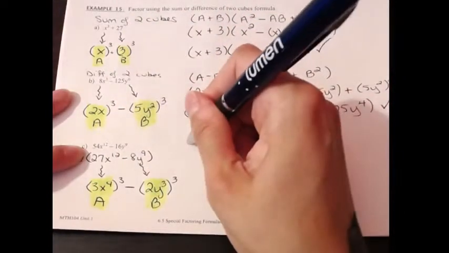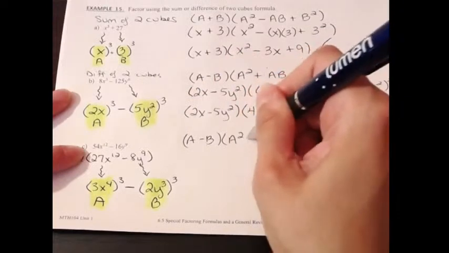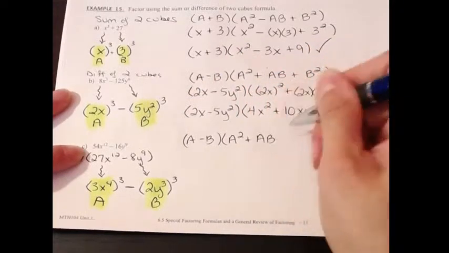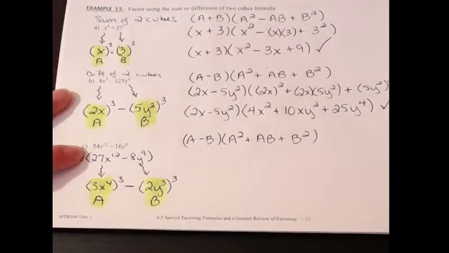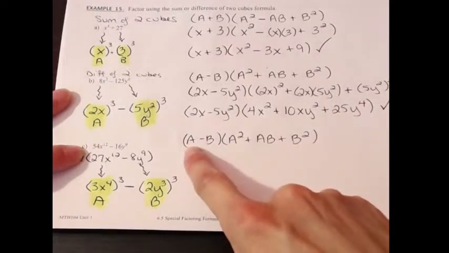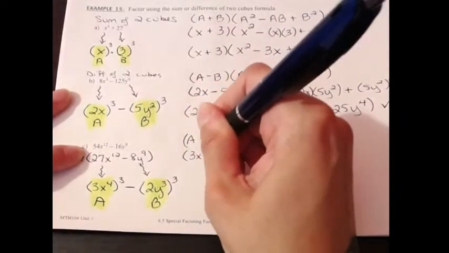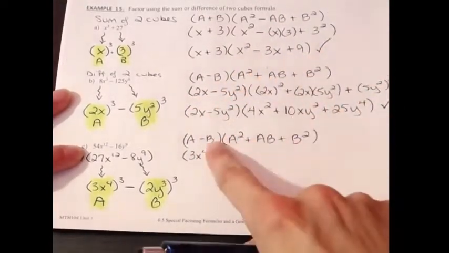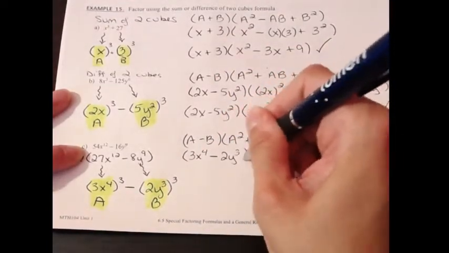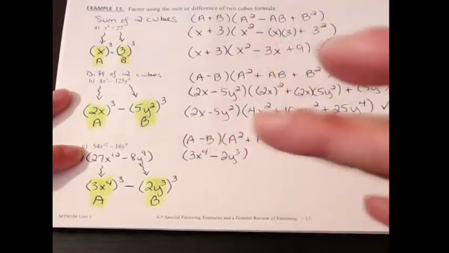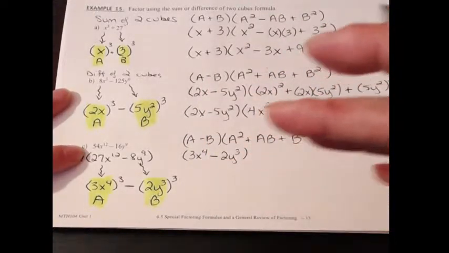So we have A minus B. Same, opposite, always positive. Let's sub in. A is 3x to the fourth minus B is 2y to the third. And as we're doing this, we're moving really slowly and making sure that we are not losing track of anything.